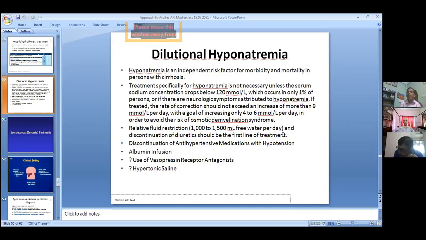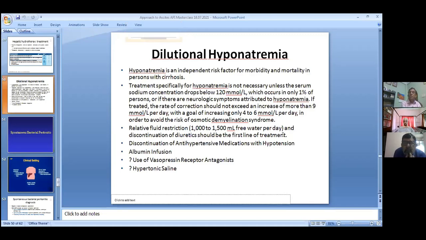You should not correct the hyponatremia rapidly because of the osmotic demyelination syndrome. Fluid restriction should be the first step. Otherwise, in patients in the management of cirrhotic ascites without hyponatremia, there is no need for any fluid restriction. You should not give fluid restriction if the sodium is more than 125. And if the hyponatremia is severe, discontinue the diuretic, and you should also think of discontinuing all the antihypertensive medication and even the beta blockers.